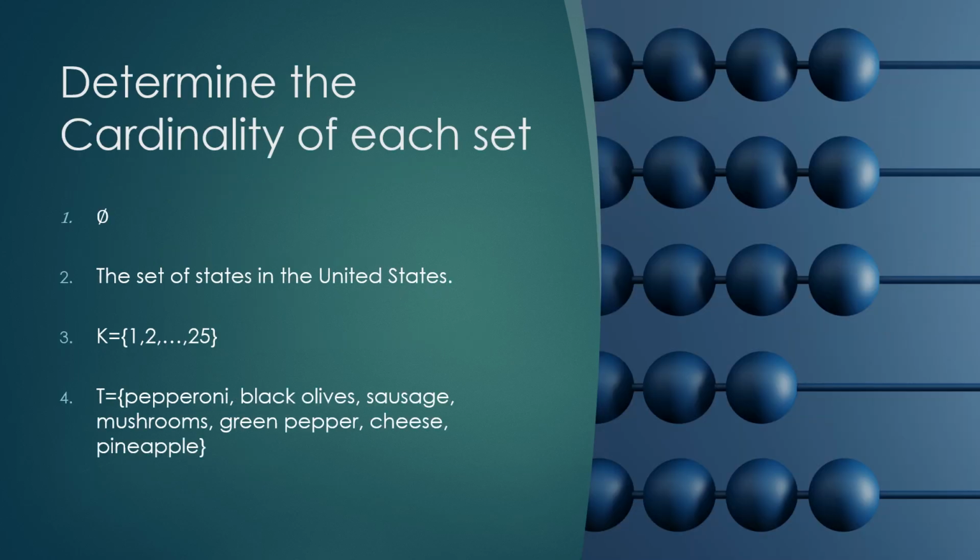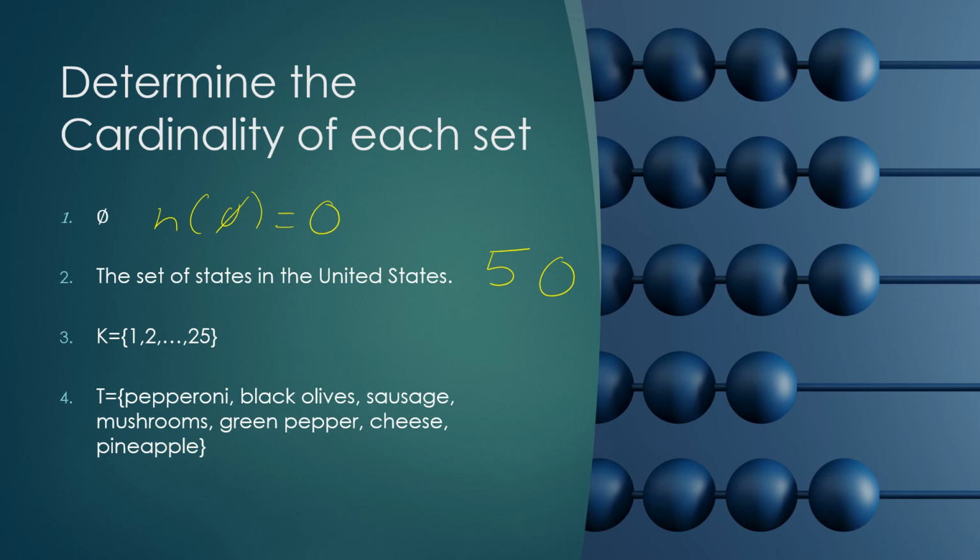So let's determine the cardinality of certain sets. Let's look at set number 1. Do you remember what that symbol is? That's an empty set. The empty set by definition is the set that has no elements. So the cardinality of the empty set is 0 by default. The set of states in the United States: if we count only the ones that are in statehood, the cardinality of that set would be 50.